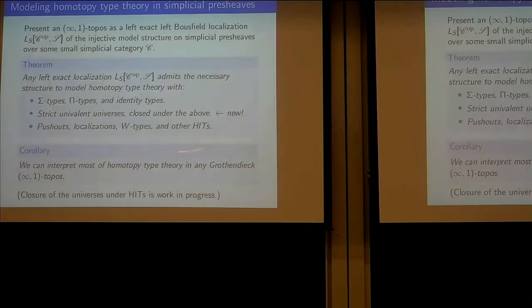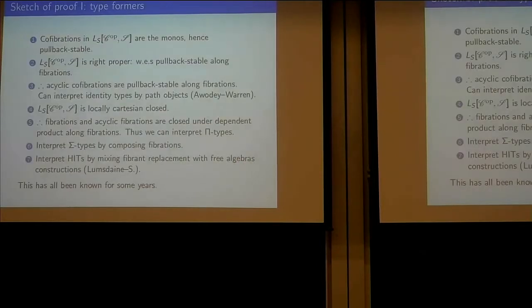How does this theorem go in general? Let me first summarize how it works before we get to the universes. This has been known for a while. The cofibrations here are monomorphisms, so they're stable under pullback. It's a right proper model category, so weak equivalences are stable under pullback along fibrations. That means basically cofibrations are stable under pullback along fibrations, and that's what we need to interpret identity types by path objects, as Michael suggested, and as well in his first model. We continue to do it that way.